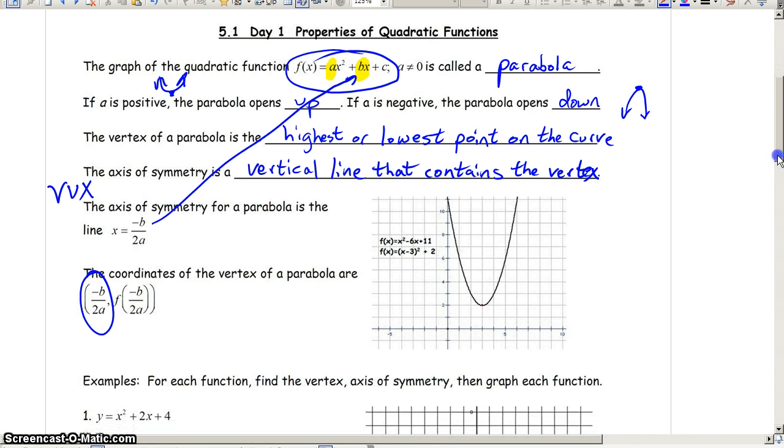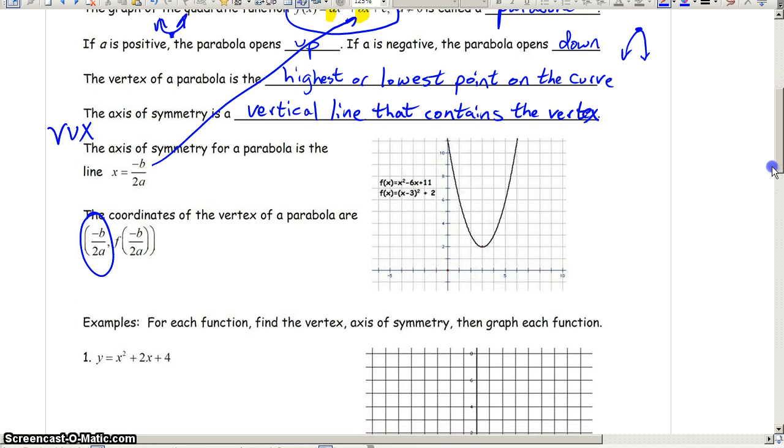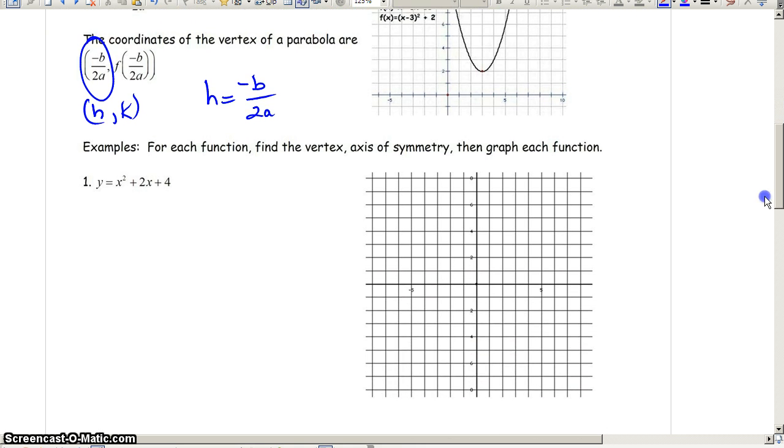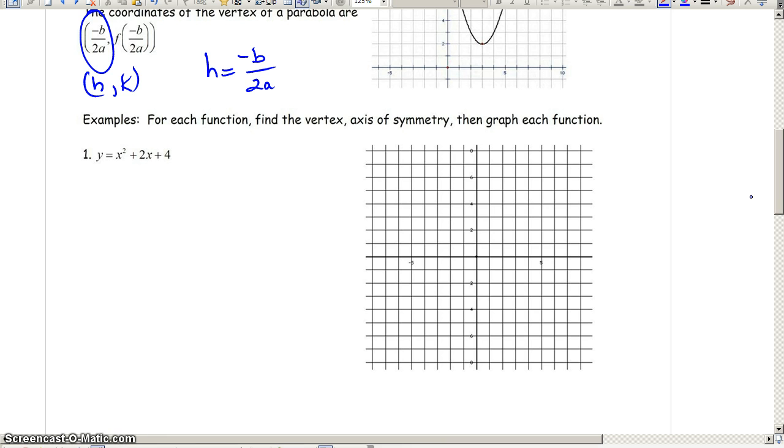That opposite b over 2a, again, is very important. It's going to be the x coordinate of our vertex. And a lot of times we will write this as h comma k. What you'll see me write quite a bit today in the notes is that the x coordinate of the vertex is opposite b over 2a. Well, let's go ahead and jump into a graph of a curve.